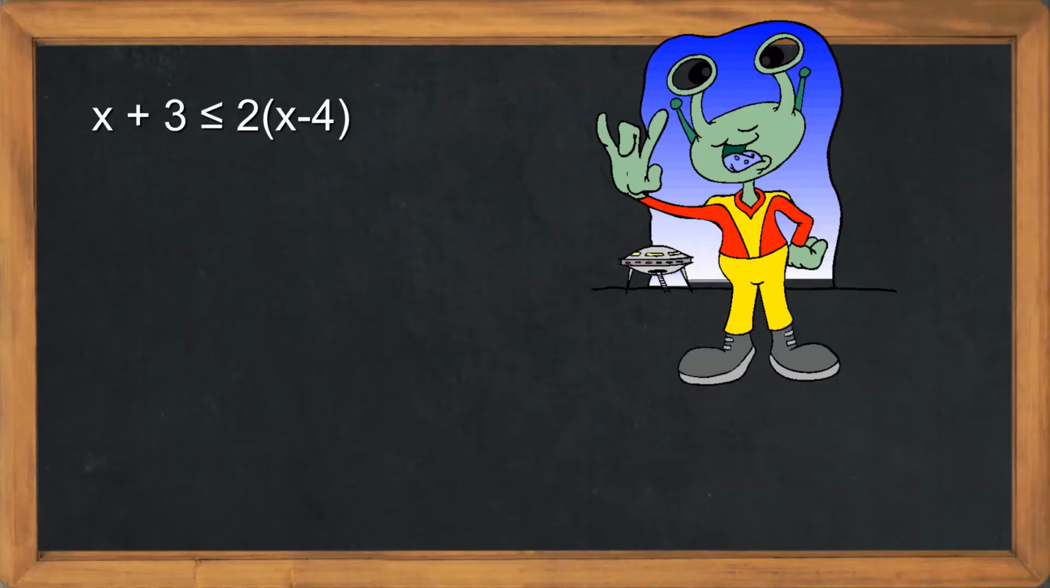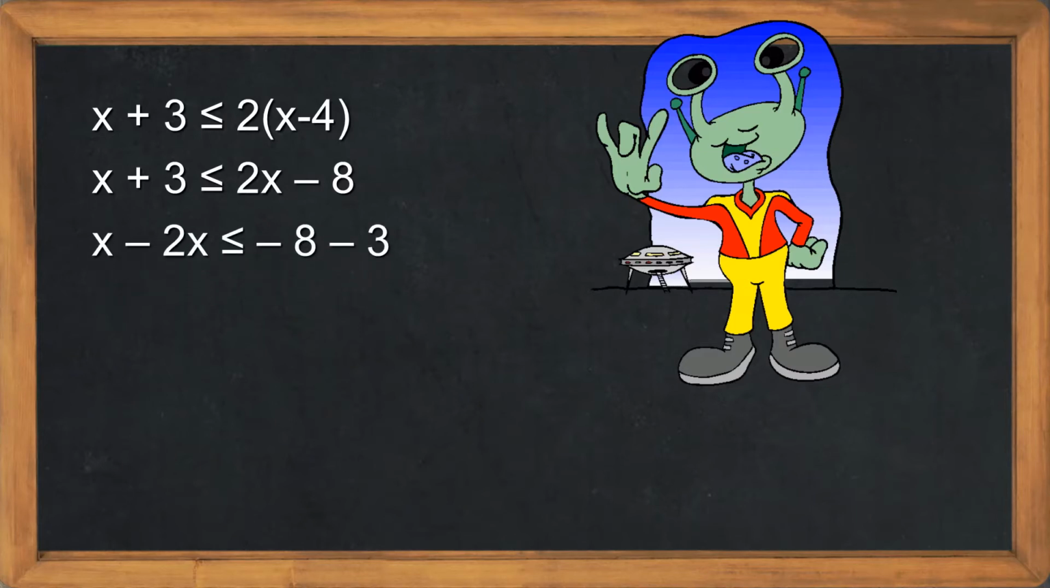And now the last example: x plus 3 is less than or equal to 2 times x minus 4. As I told you, just pretend that it's an equation and you are trying to solve it. So x plus 3 is less than or equal to 2x minus 8. I'm expanding in this way. The x should go to one side and the numbers to the other side. So x minus 2x is less than or equal to minus 8 minus 3. Now x minus 2x is minus x, and minus 8 minus 3 is minus 11.